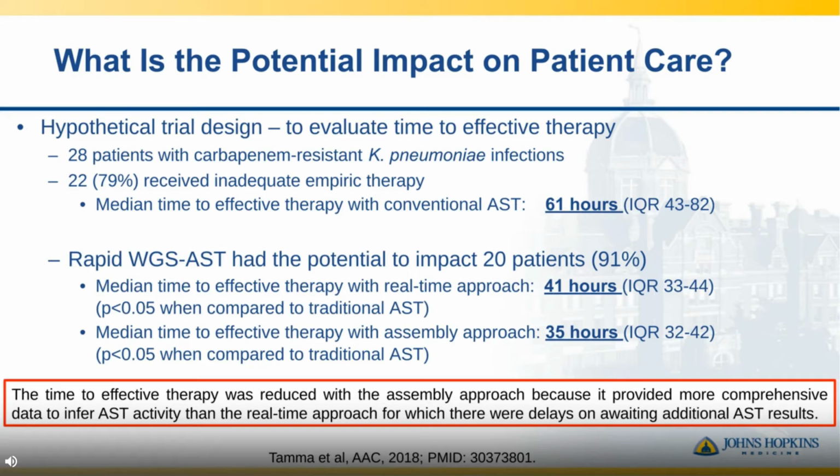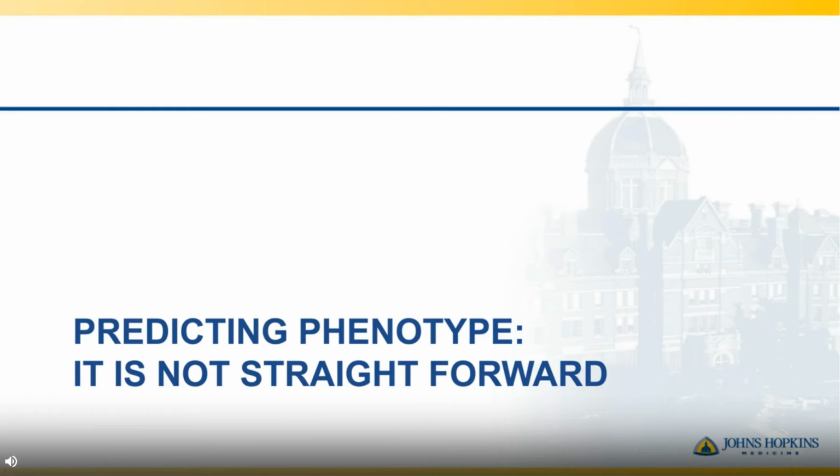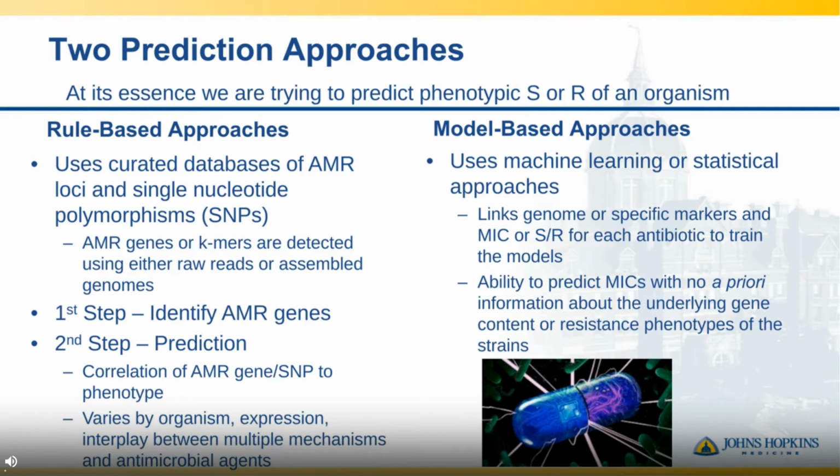So here we have two proof of concept studies showing that we can apply whole genome sequencing AST methods to potentially impact patient care. But how do we predict those phenotypes? Well, it's really not all that straightforward. And there are really two different approaches that have been applied in the literature.